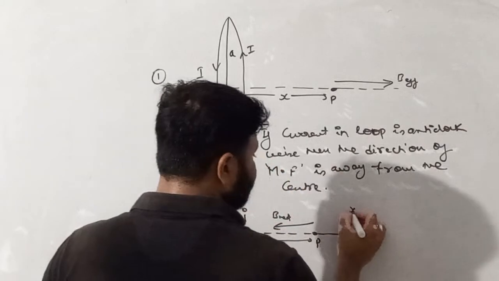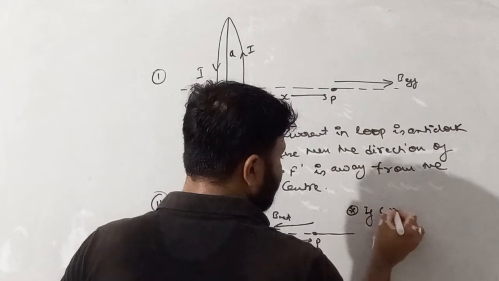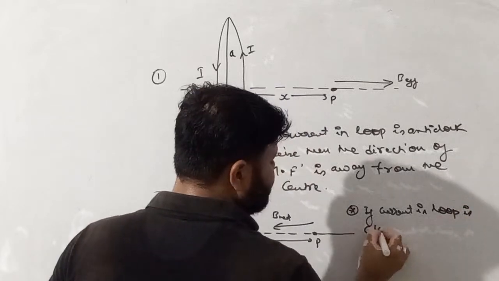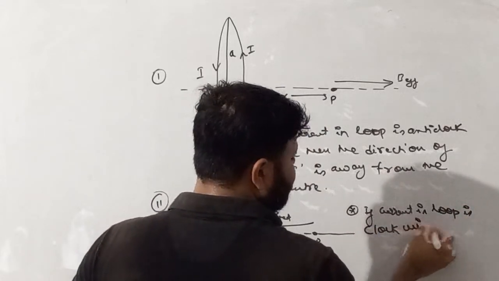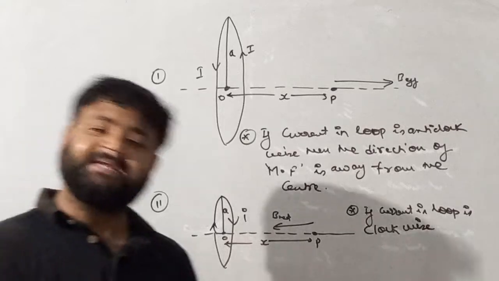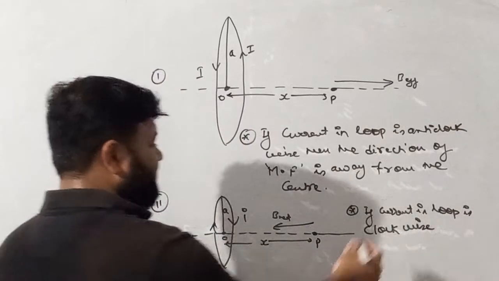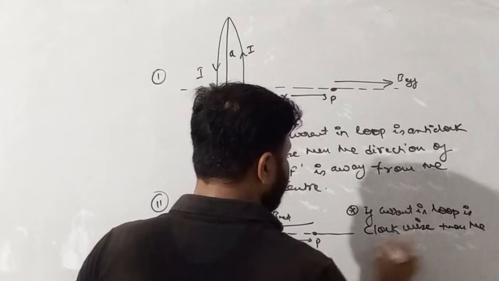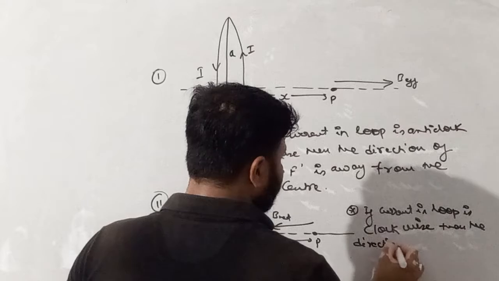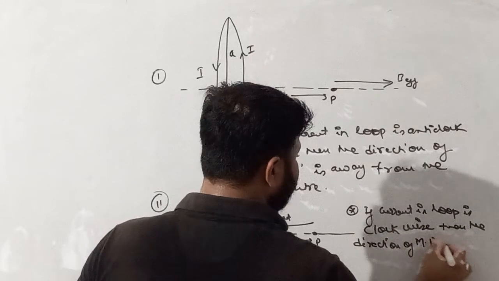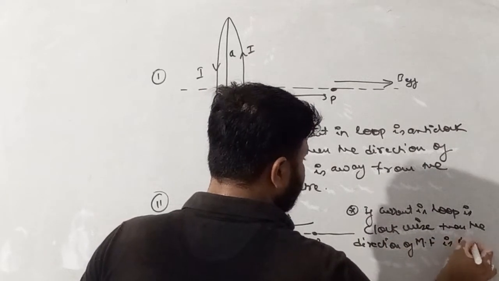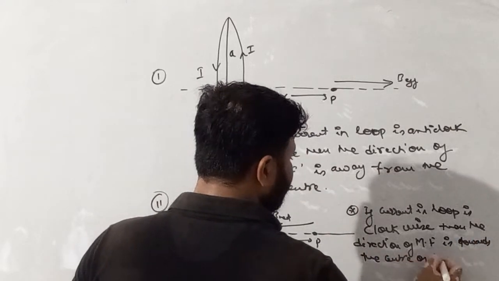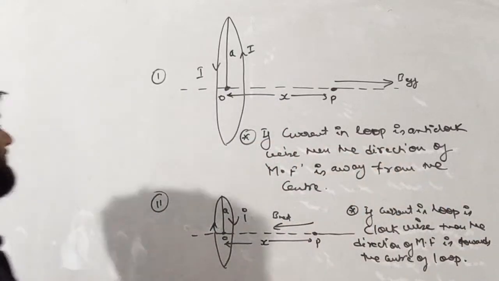So I am writing here, if current in loop is clockwise, please understand the direction, because in magnetic field, direction is very important. So if current in loop is clockwise, then the direction of magnetic field is towards the center of loop.